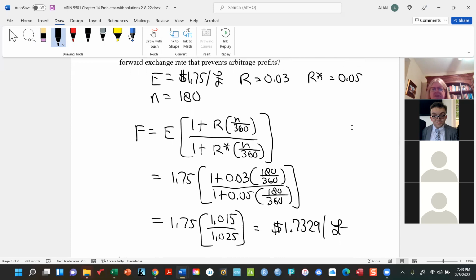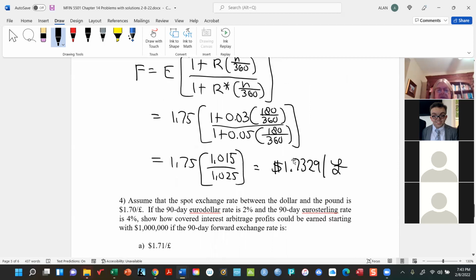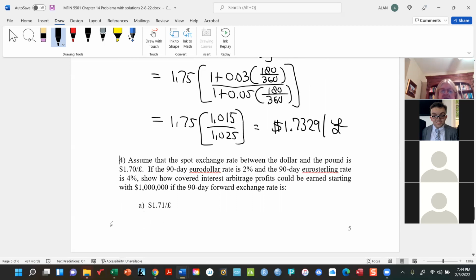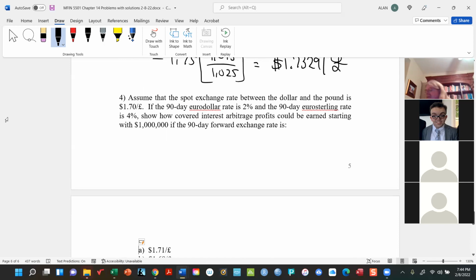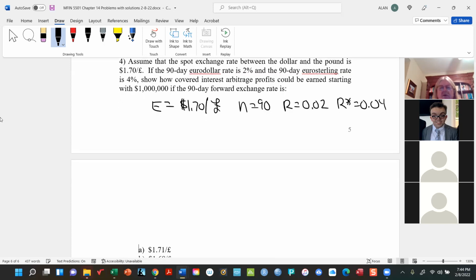All right, so what's next? Assume that the spot exchange rate between the dollar and the pound is 1.70. Okay, that's the spot rate. The 90-day eurodollar rate is 2%. The 90-day euro sterling rate is 4%. And then we're going to make some assumptions about the actual or quoted forward exchange rates. So let's write some of this stuff down. E, the spot exchange rate, is 1.70 per pound. N is 90 for 90 days. The eurodollar rate is 2%. Euro sterling is 4%. So the first thing you should always do is calculate the implied forward exchange rate. Although it doesn't say that, I think it's a good idea.